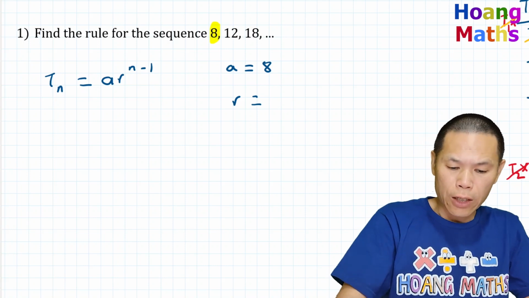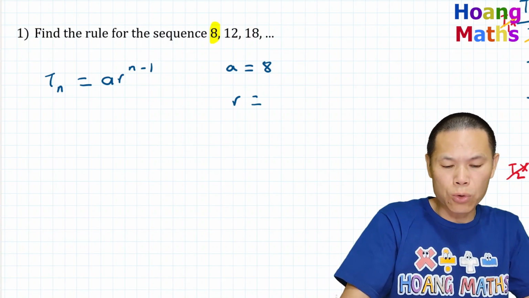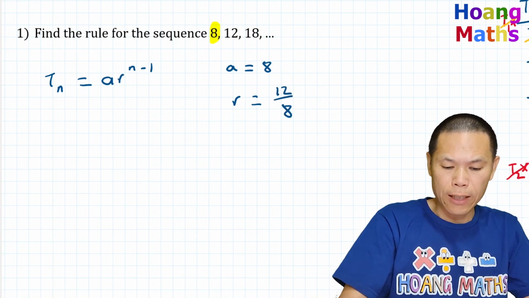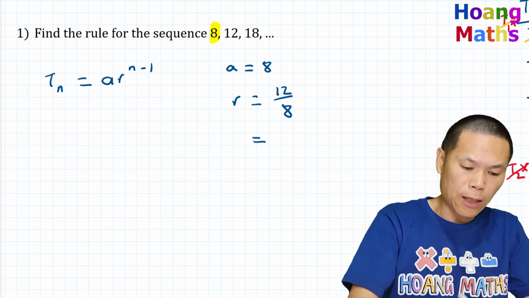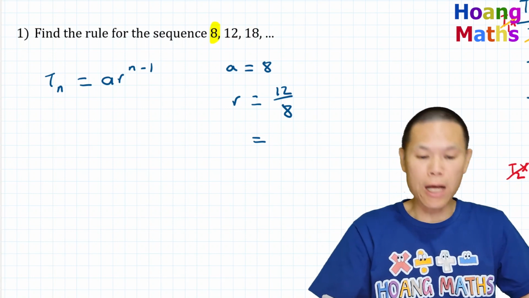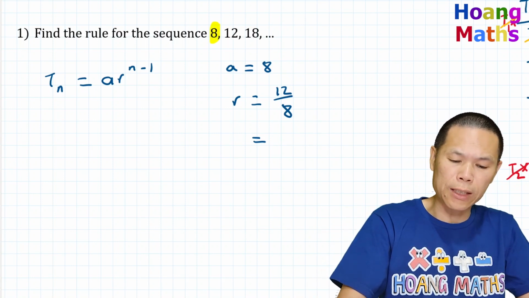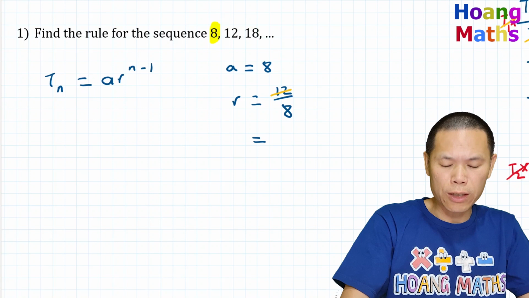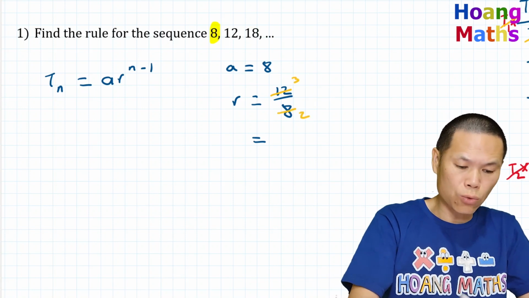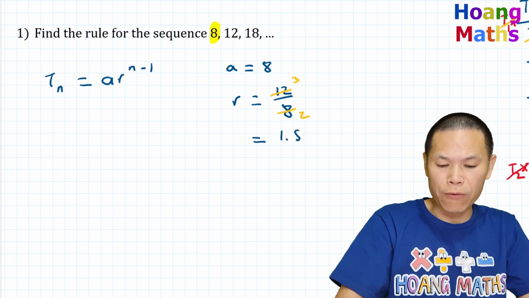Okay, if you like. So which is, let's say term 2 over term 1. So 12 over 8. So if I divide this, I can just put that on a calculator. Otherwise, I can just simplify this. So I divide this by 4, give me 3. Divide this by 4, give me 2. 3 over 2 or 1.5 if you like.